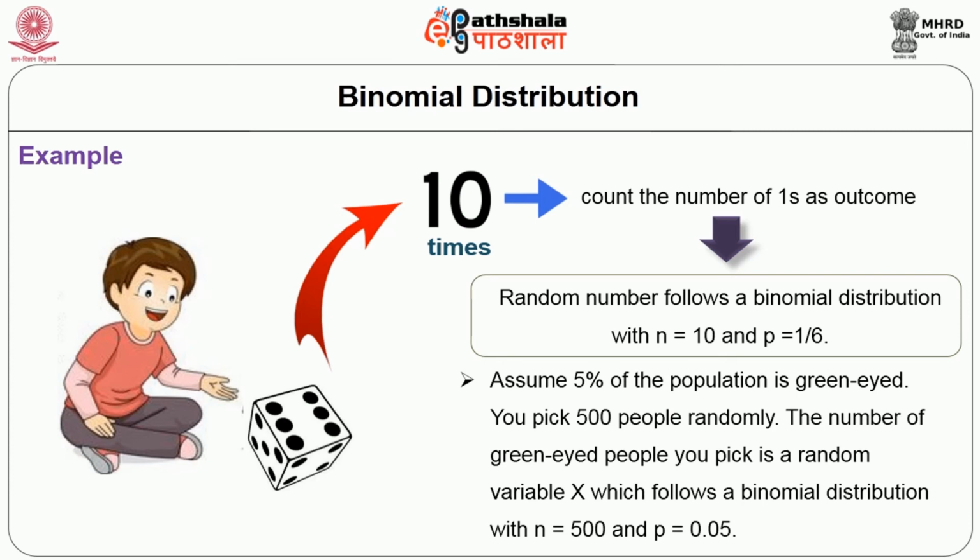For example, assume 5% of the population is green eyed. You pick 500 people randomly. The number of green eyed people you pick is a random variable X, which follows a binomial distribution with n equal to 500, and the probability is 5%. That's all about the binomial distribution.